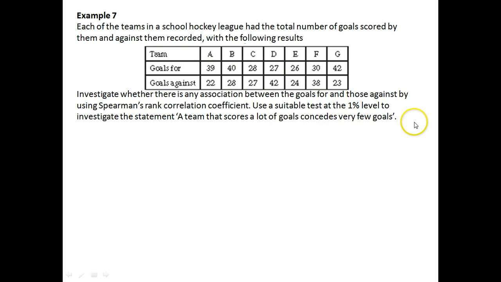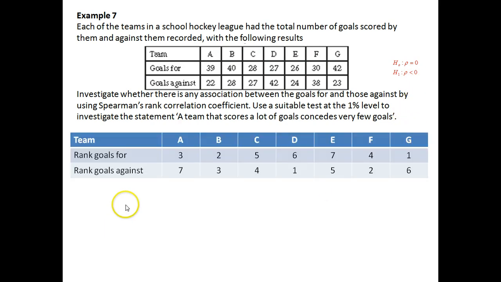So we're looking for a negative correlation there. So we are looking at testing H0: rho equal to 0 against H1: rho less than 0. So ranking the goals for, our highest score is 42 for G, our next best is 40 for B, and so on, ranking the goals for.